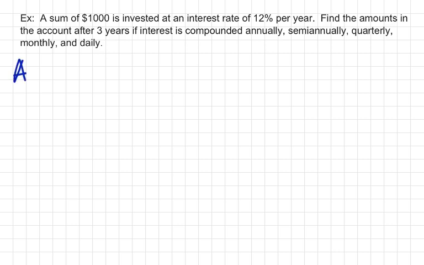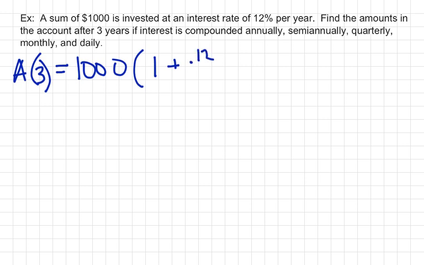The amount of money in the account after 3 years is going to equal the principal. You invest 1,000. 1 plus the interest rate is 12%. Now remember, when you're dealing with percents, you got to turn it into a decimal. So 0.12 divided by, annually means we compound once per year, raised to the nt. 1 times 3 is 3. And then all you have to do is plug that into your calculator.